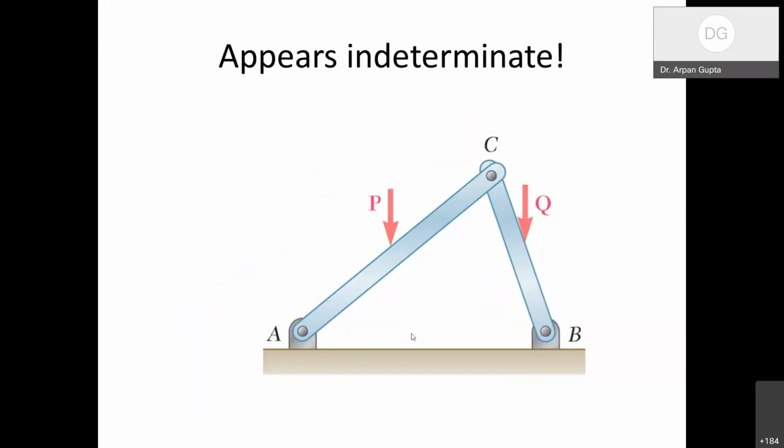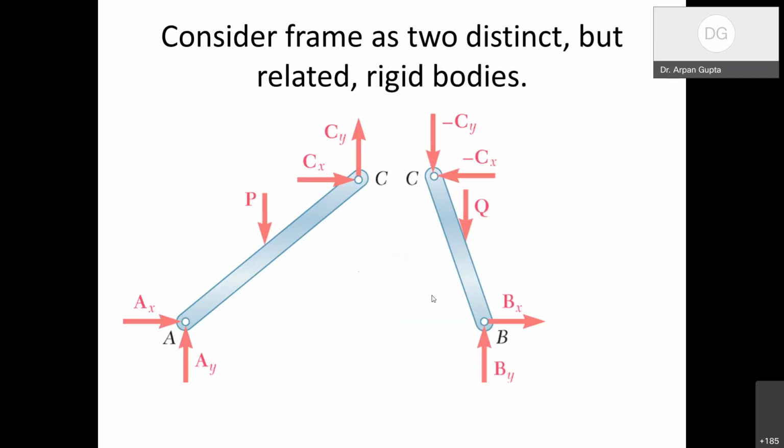But the problem can be solved if I consider the two bodies distinctly. If I separate these two bodies, then on, let's say, body AC, I have two forces AX, AY, which are the reactions. Then Cx, Cy are the internal forces, which appear equal and opposite on the two bodies. That's Newton's third law. So if Cx is in the right direction on body AC, then it is in the left direction on body BC. Similarly for Cy. And then external loads P and Q are already there.